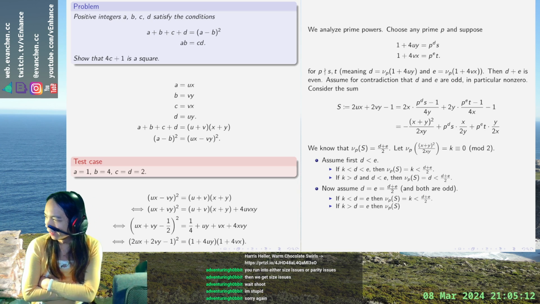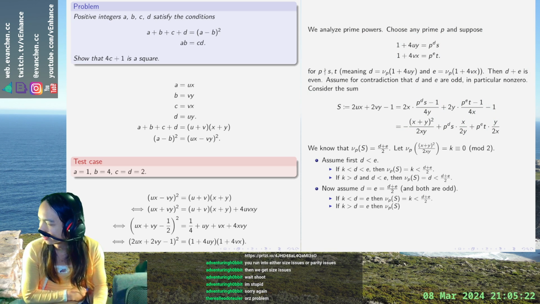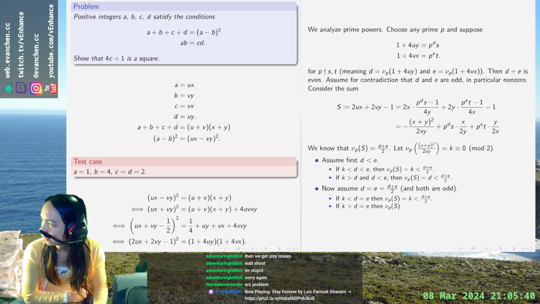I really want s times x over 2y plus t times y over 2x to actually be a multiple of p in that case too. But I don't know how to prove it. Oh, actually, no, I think I know how to prove it.